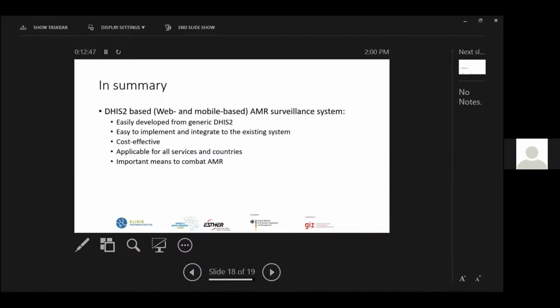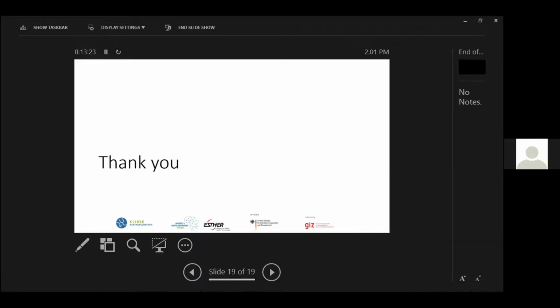So in summary, we found this system, the DHIS2 based antimicrobial resistance surveillance system, can easily be developed from the generic DHIS2 without so much problem. It can easily be implemented and integrated to the existing system. It is cost effective, applicable for all services in countries, and we found it a very important means to combat antimicrobial resistance. This is all about my presentation. Thank you.